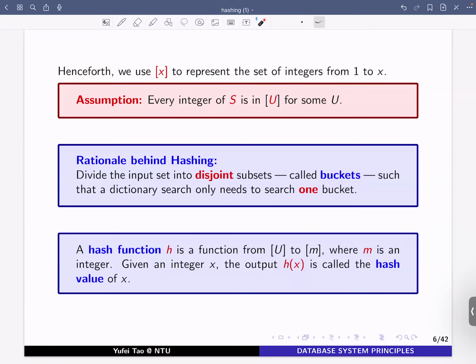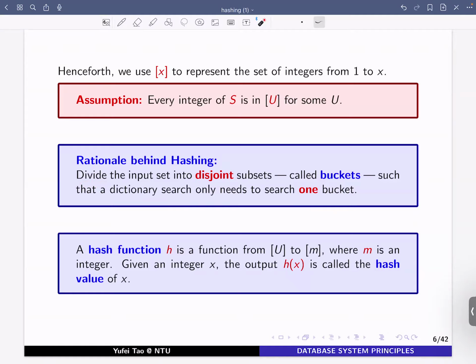You will have to perform the partitioning in such a judicious manner so that at the time you perform a dictionary search, you only have to search exactly one bucket. This is the rationale. Let me emphasize that you want to make sure that the partitioning, or the division, is done in such a manner that when you perform a dictionary search, you only have to look at exactly one bucket. If you have to look at two buckets, it means that you have done something wrong with the partitioning.